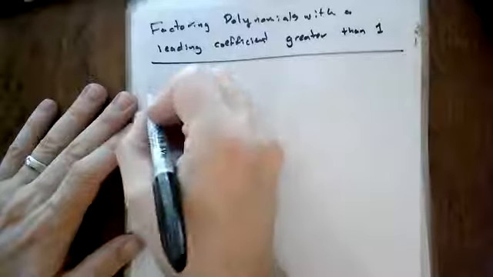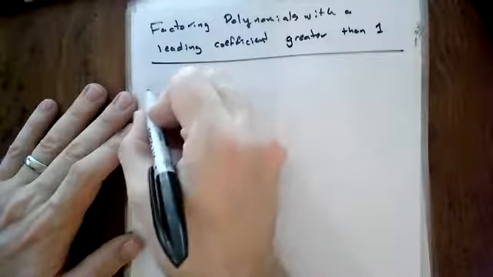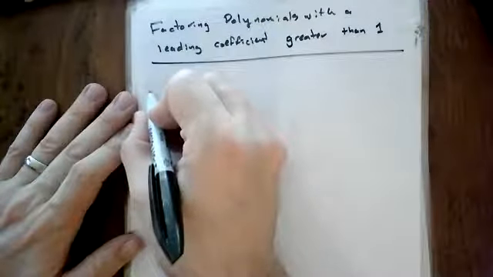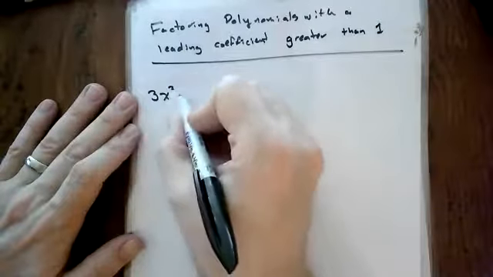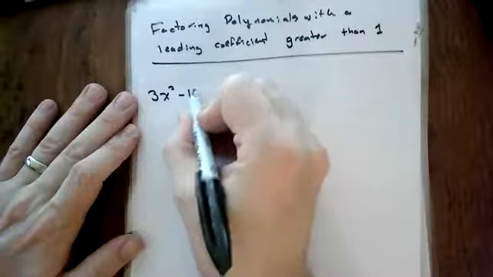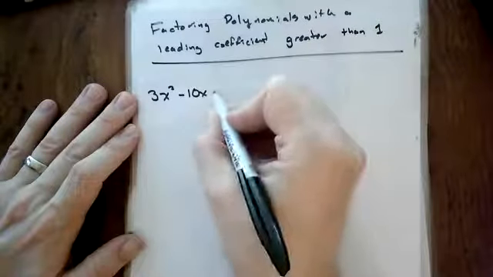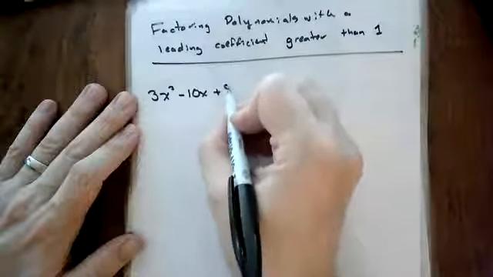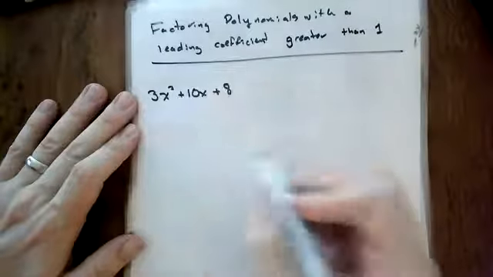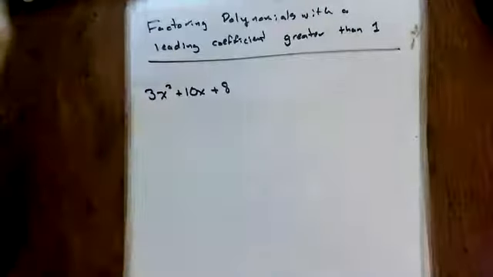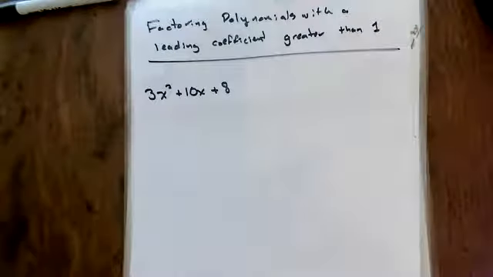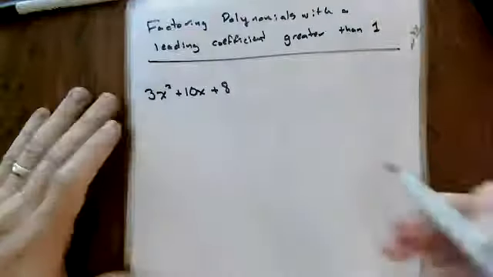So here's what we're going to do. Let's say I've got 3x squared minus 10x plus 8. Actually, I'm going to make this a plus 10x because I want to keep our signs simple to start with. Now with this, we're going to be doing a process that's called AC factoring.